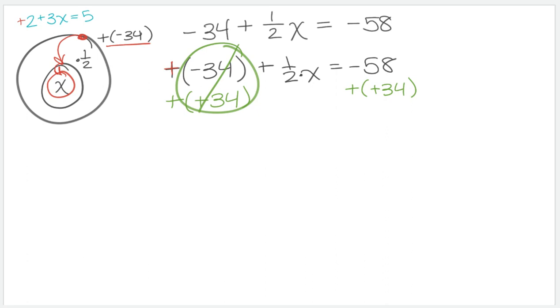Now that zero pair no longer adds value to the left-hand side of my equation. So we are left with 1/2 x is equal to negative 58 plus positive 34. I really don't have to write positive 34, since that plus sign is always implied with positive numbers. So I'm going to just write 34. Now on the right-hand side of our equation, we can simplify negative 58 plus 34.